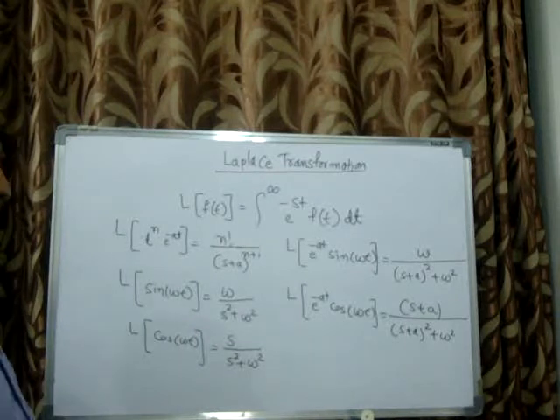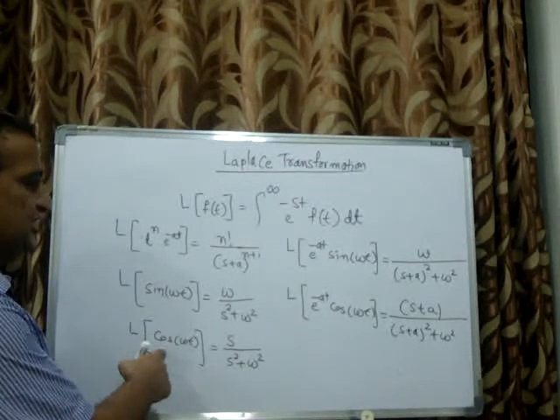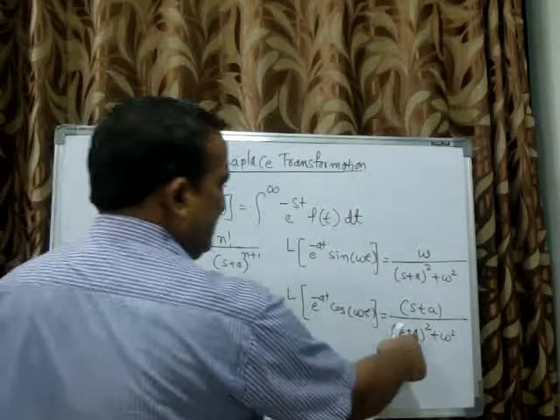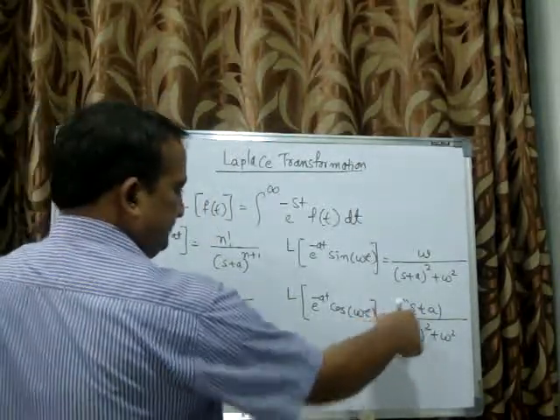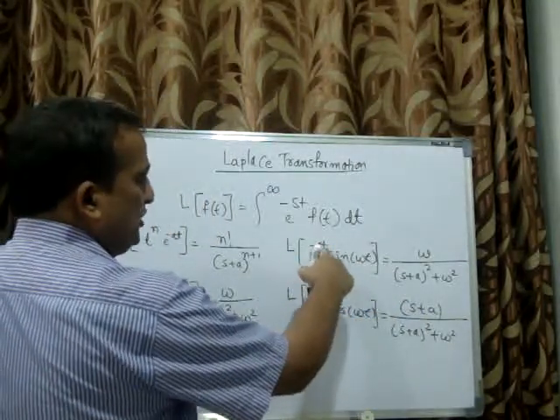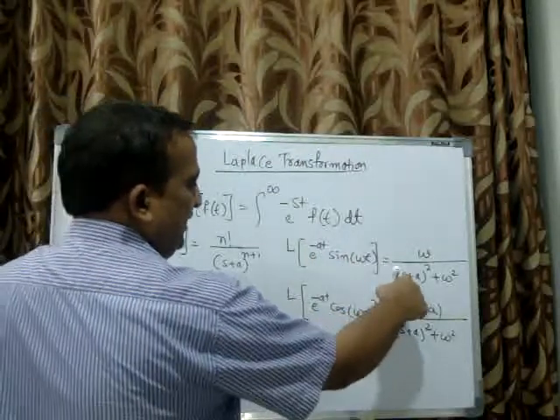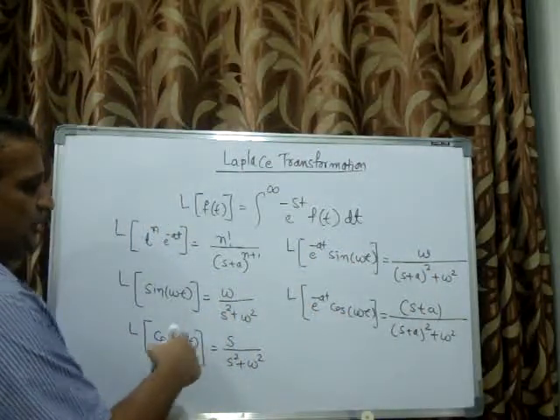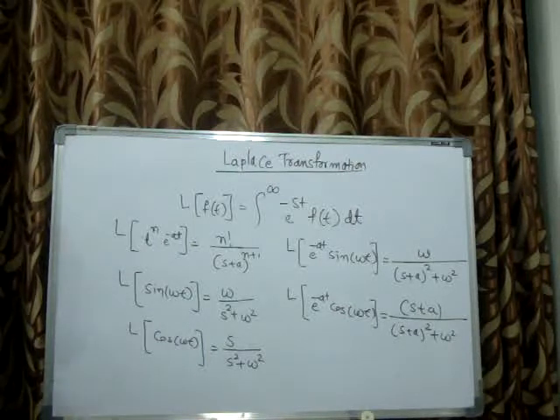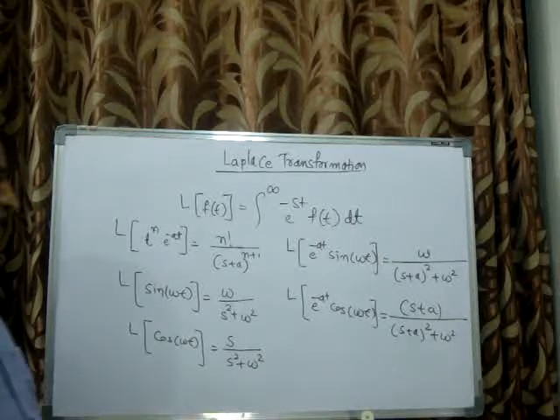If you put a equal to 0 in this case, you will get the same equation. Here also, if you put a equal to 0, e raised to 0 is 1, and you get s square plus omega square, the same equation. Okay, these are the standard formulas required in control engineering to find a transfer function. So now I will define what is meant by transfer function.